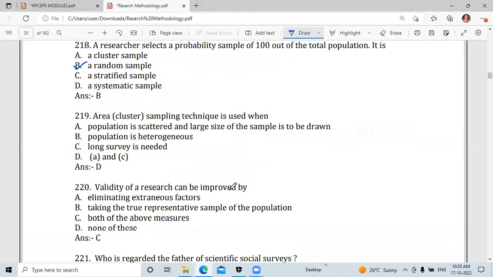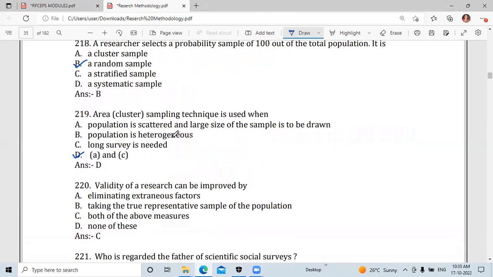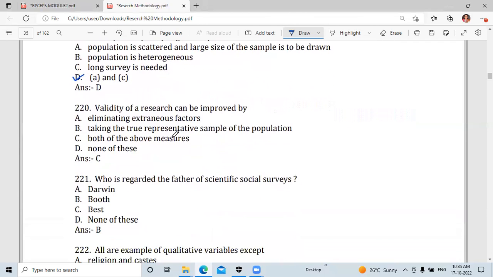Area sampling technique is used when A and C, that is, the population is scattered and a large size of the sample is to be drawn, and the population is heterogeneous. Validity of a research can be improved by C, that is, both of the above measures: eliminating extraneous factors and taking a true representative sample of the population.